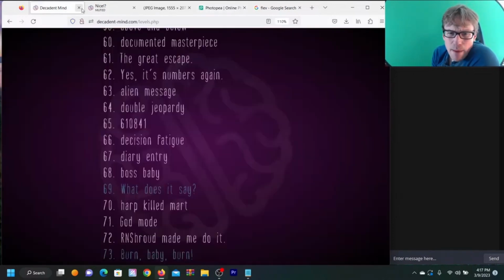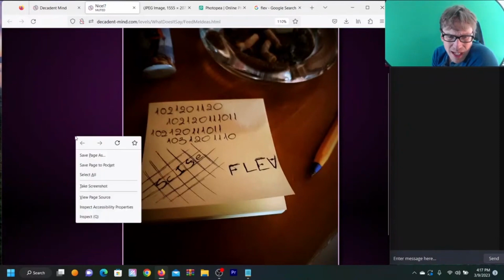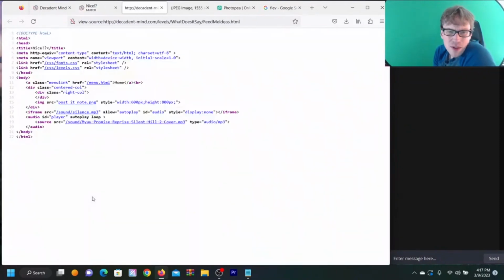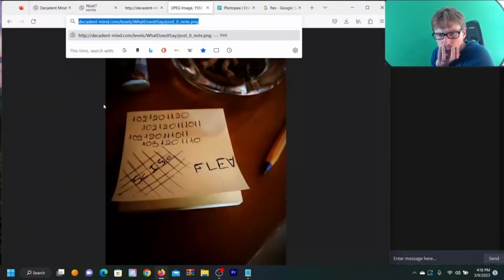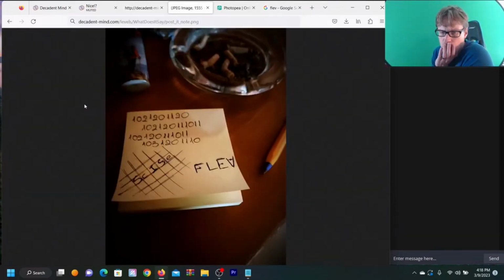Is there anything I missed in the page source? Because I'm completely lacking really where to go with this. No, what's this? So what? Post-it note. What does it say?